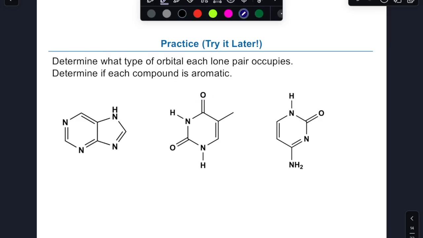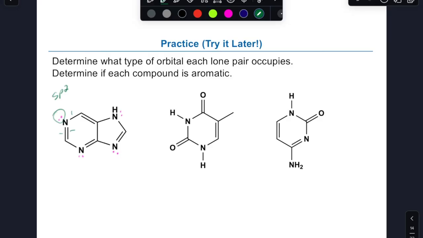Now for this one, we're trying to identify what orbital each of the lone pairs occupies, and we're going to focus on the ones on the nitrogens around the rings. So we have a lone pair here, here, here, and here. In each case, what you can do is look at the lone pair and look at the bonding you currently see at the nitrogen. Here we have 1 pi and 2 sigmas. That makes the lone pair in the sp2 orbital.